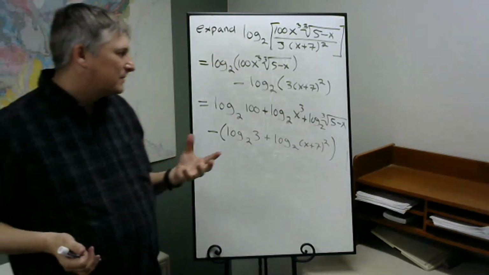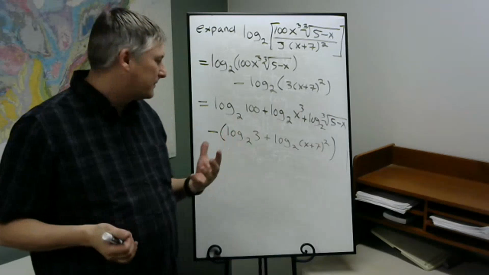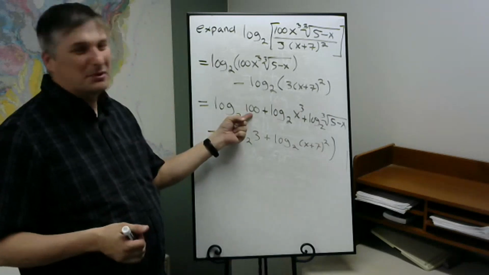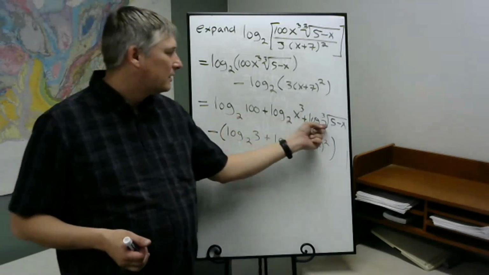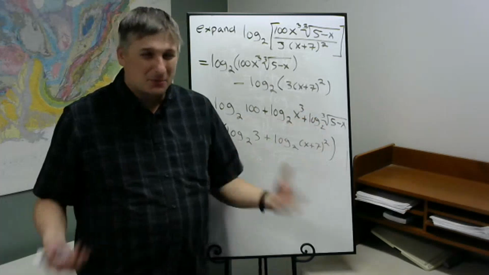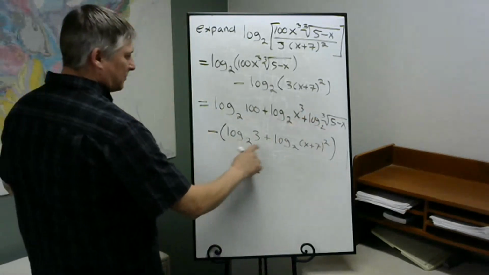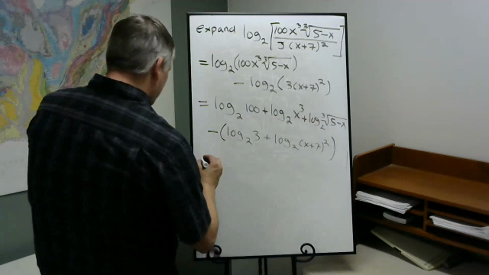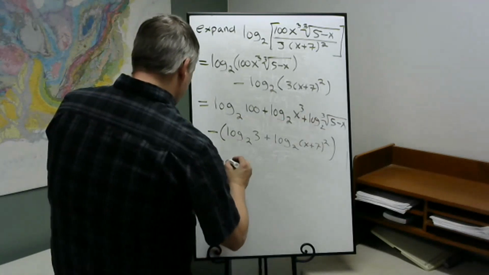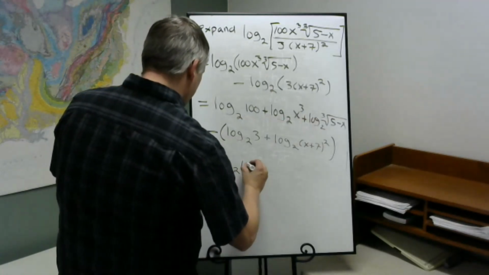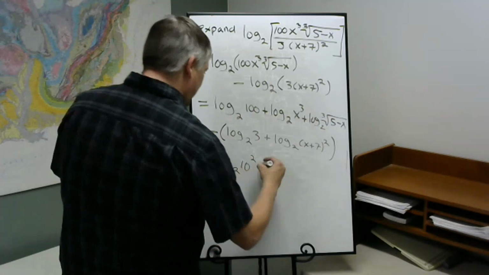So in this next step, I'm going to do a little work here on these exponents. This is really 10 squared. When you have a cube root, that's really an exponent of 1/3. So I'm going to distribute this through here, this minus also. I'm going to take care of these exponents, get them out here. So that's 10 squared.